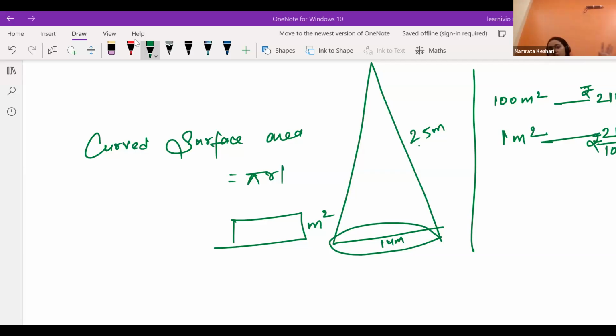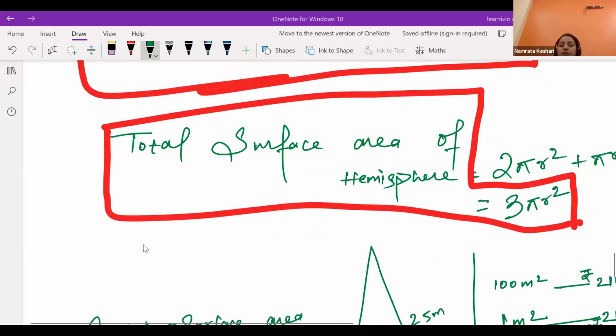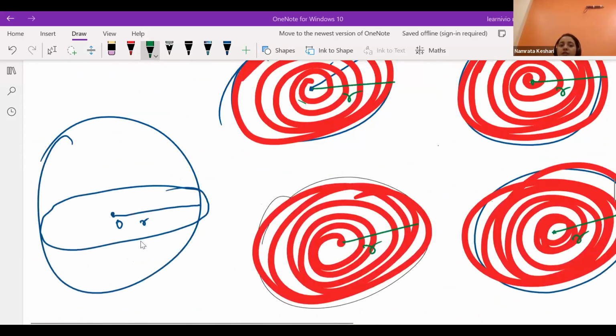We just have to find the curved surface area and the total cost for whitewashing this much area. Cost for 100 meter square is given. The cost of 1 meter square we have already found. Whatever total curved surface area we get from here, we multiply that value with the cost. Are you getting it? Yes, ma'am. Okay, can we proceed?